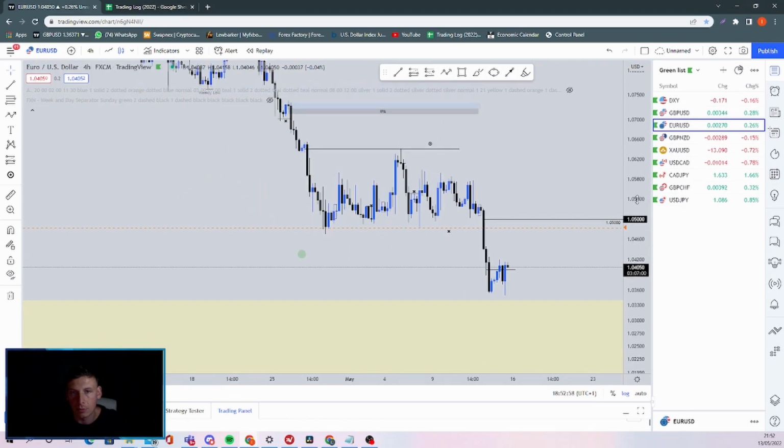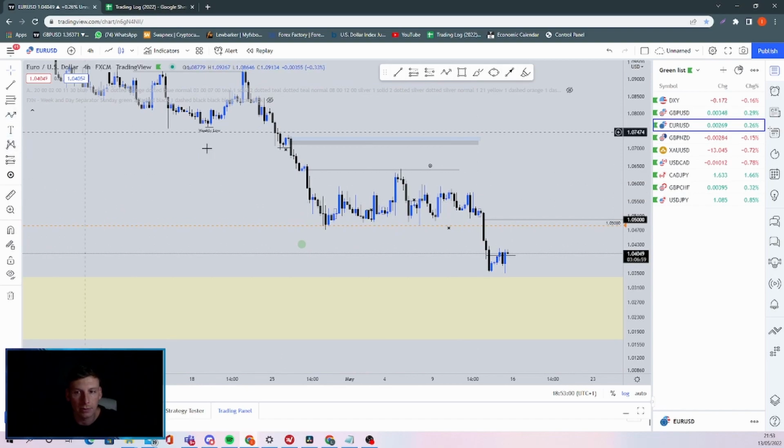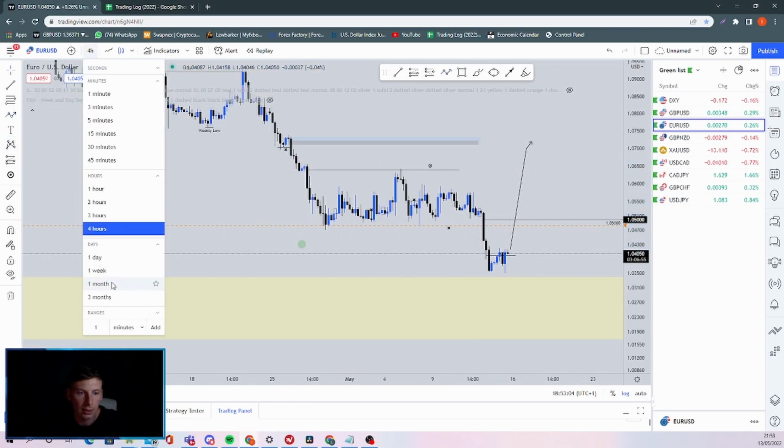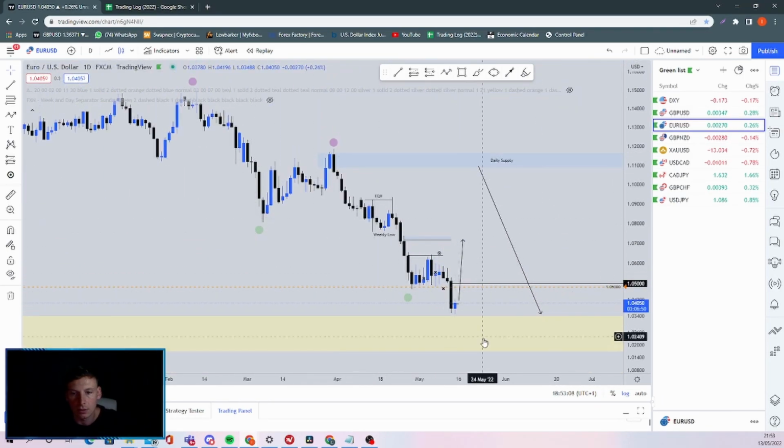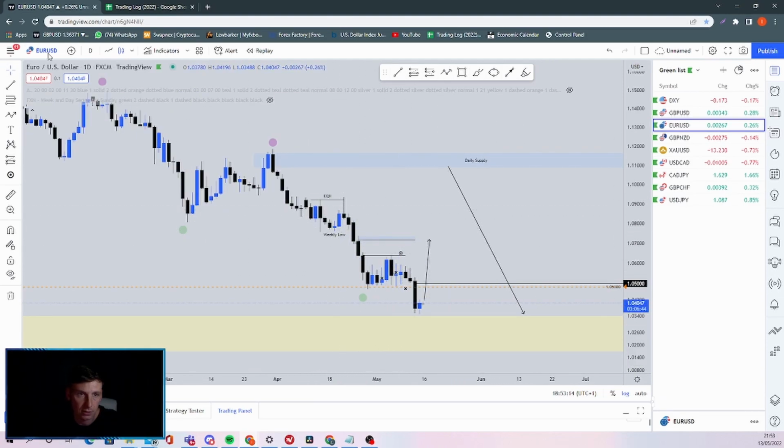What do we have? What are we looking at? I still want that deeper retracement up into here. If we look at the daily, we've still got nice areas here, but ideally I'd want it to come up into this range.